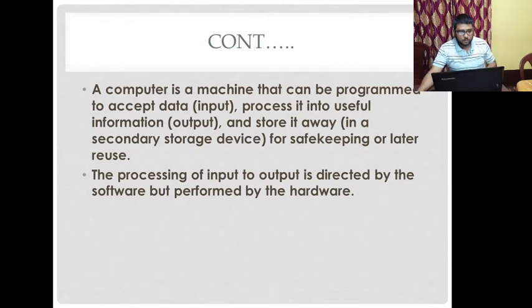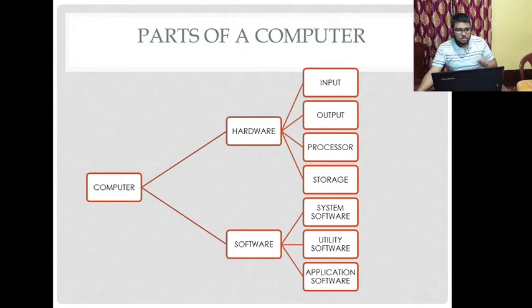So this is basically what a computer is made up of. Means these are the parts of a computer. See, the computer is divided into two parts: hardware part and the software part. Again, the hardware is divided into four parts: input, output, processing device, and storage device. Similarly, the software is divided into three parts: system software, utility software, and application software. In today's chapter, we will be discussing in brief about all these things.